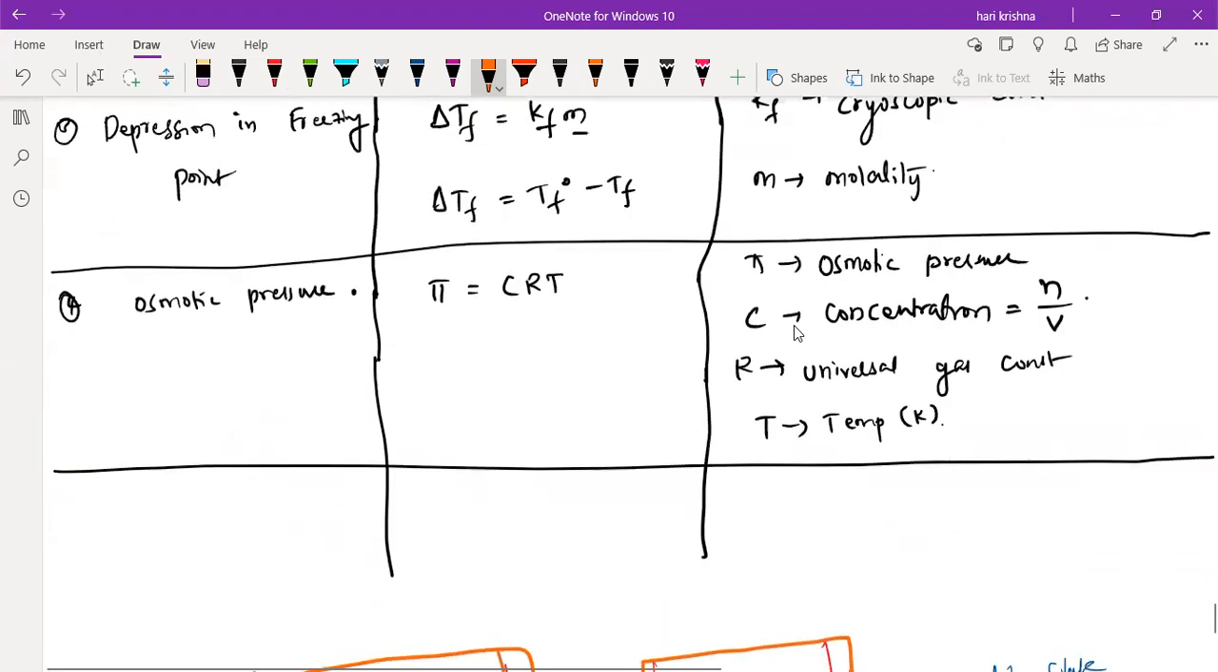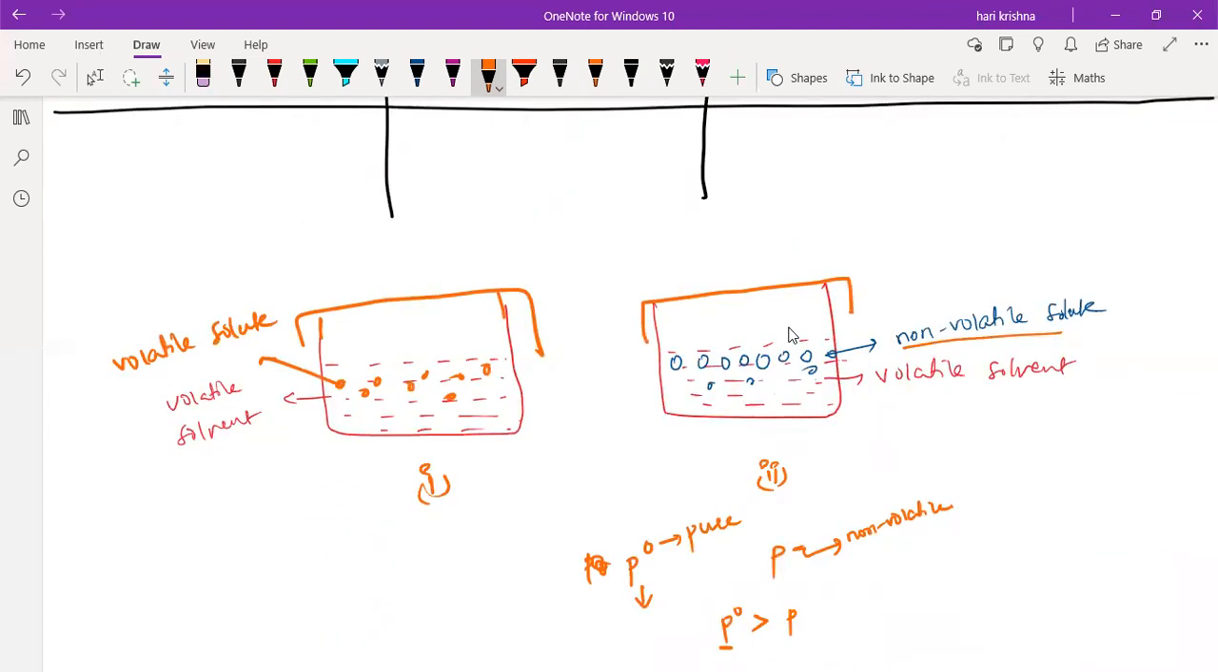Okay, elevation in the boiling point. Now, if you give a little temperature, the volatile liquid will go to the vapor phase and there will be more vapor pressure on the surface of the liquid. What about the second liquid? Will it start boiling at the lower temperature? No, right? We have to give more temperature. Then only the solvent particles will gain the energy and go into the vapor phase. Then only it will start exerting the pressure on the solution.